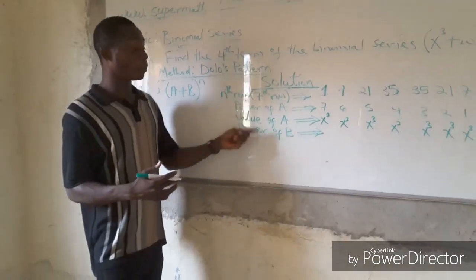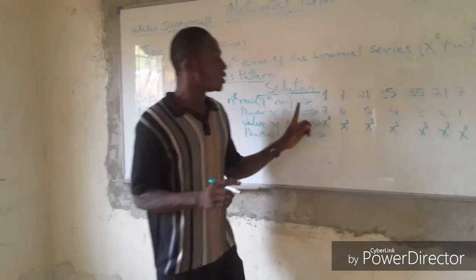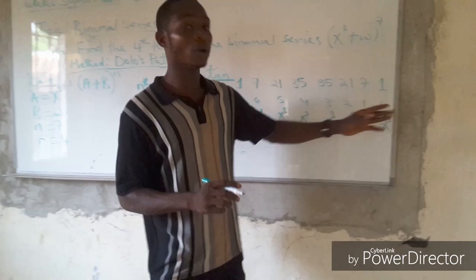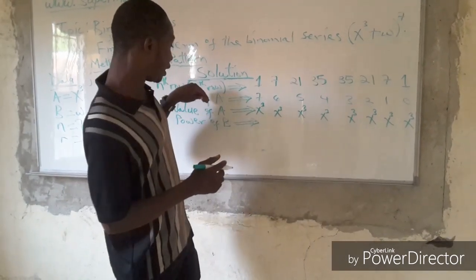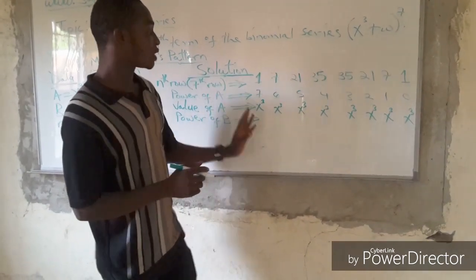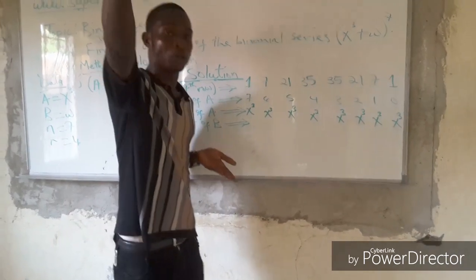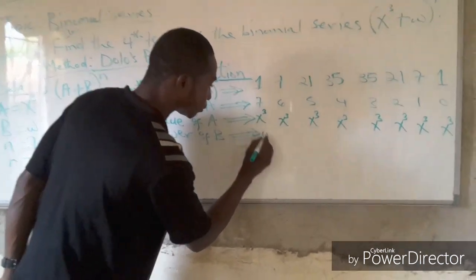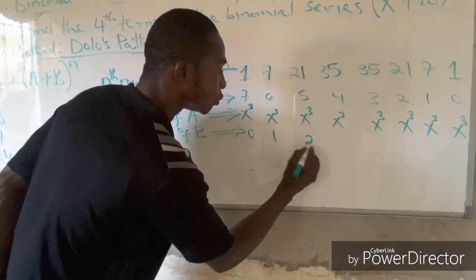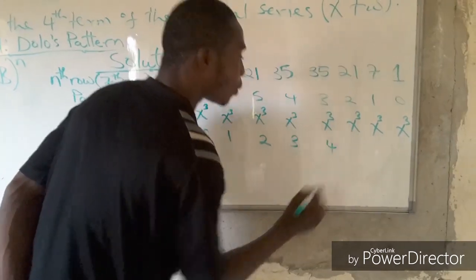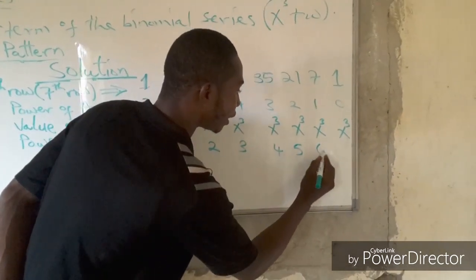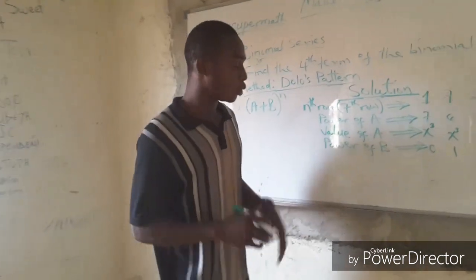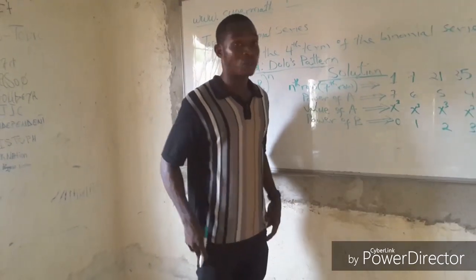We now come to the powers of B. Now, we started from the left with 7 in descending order to 0 to represent the powers of A. Now for the powers of B, we're going to start with 0 in ascending order to represent the powers of B. Let's get it done. So we got 0, 1, 2, 3, 4, 5, 6, and finally 7. Very easy. We are done with this and we get to the next stage.